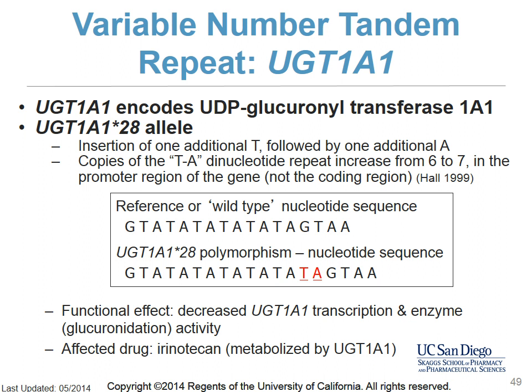The figure compares the wild type and variant nucleotide sequences in the promoter region. The underlined red letters are the additional nucleotides in the variant. The altered nucleotide sequence leads to reduced UGT1A1 transcription. Consequently, less UGT1A1 enzyme is produced and there is less glucuronidation activity. This will impact the pharmacokinetics of irinotecan, which is metabolized by UGT1A1.